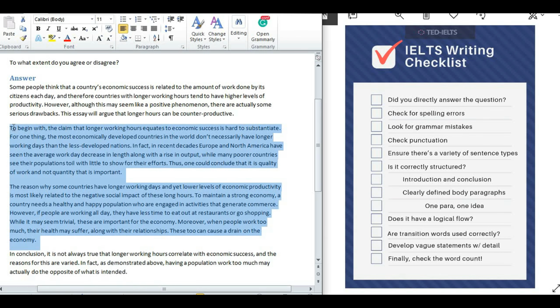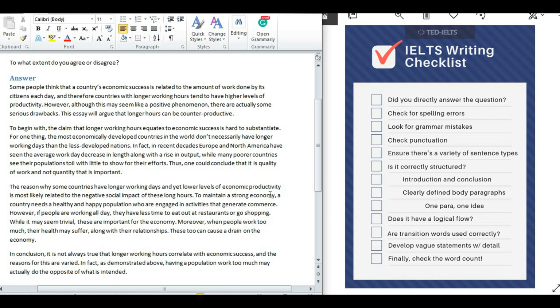Do you have clearly defined body paragraphs? Well, we can see here there are 2 body paragraphs, and yes, they are clearly defined. Each body paragraph should have one single idea, so it should have a focus. For example, we have the advantages in one paragraph and disadvantages in another. We have the causes in one paragraph and the solutions in another, and so on. Does it have logical flow? This means, does one idea go to the next and the next and the next?